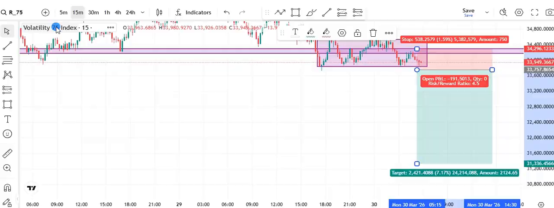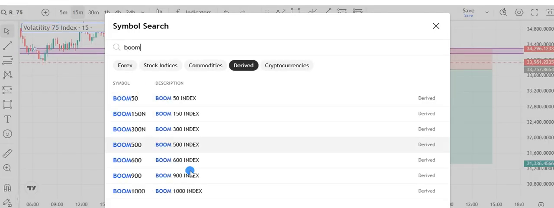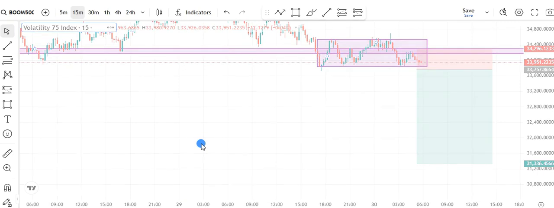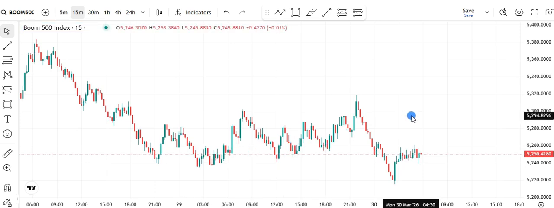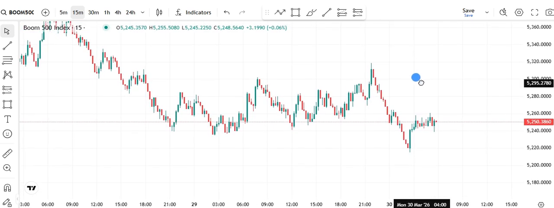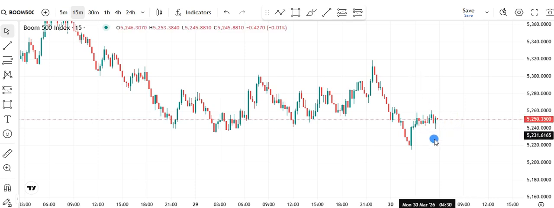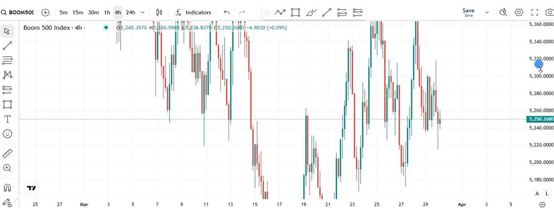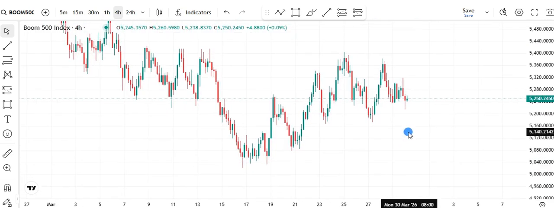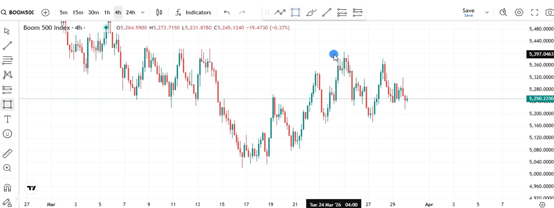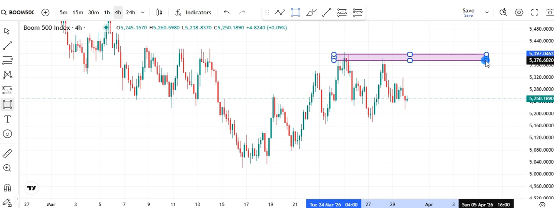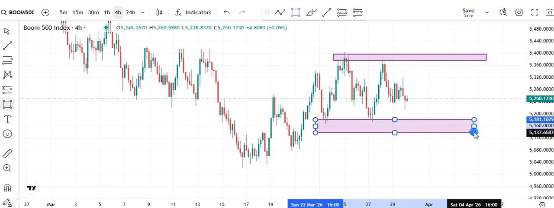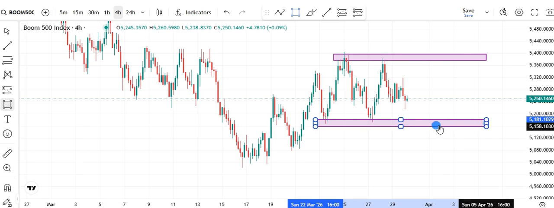Okay, so let's go to the boom index. We'll be starting off with boom 500. All right. Okay. On boom 500, let's go to the 4-hour chart. I'm not really comfortable with the chart of boom 500. So that means today I'm likely not to look for any trade. I'm not looking for any setup today on boom 500. So I'm not taking any trade on 500.